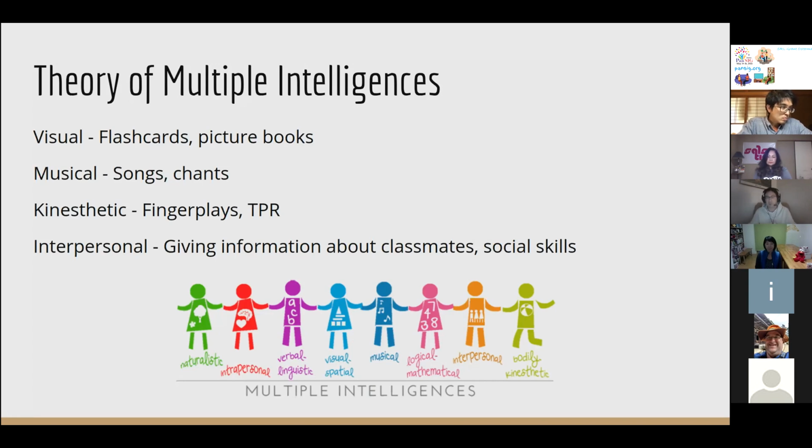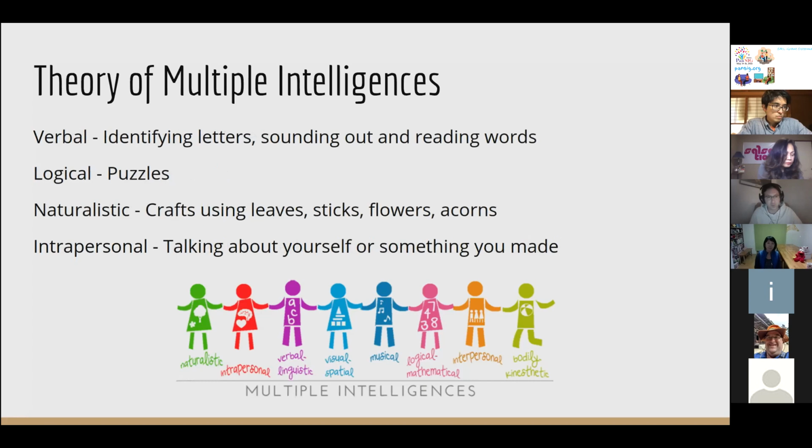Interpersonal is their relationship with each other. So the social skills that I mentioned before: sharing, taking turns, and also giving information about classmates. For example, you interview a student, and then you ask the other students to give information from that interview. After you ask student A some questions, you ask student B, what does student A like? Why does he like it? And then the other 4: verbal, reading out, identifying letters, phonics. Logical would be puzzles.